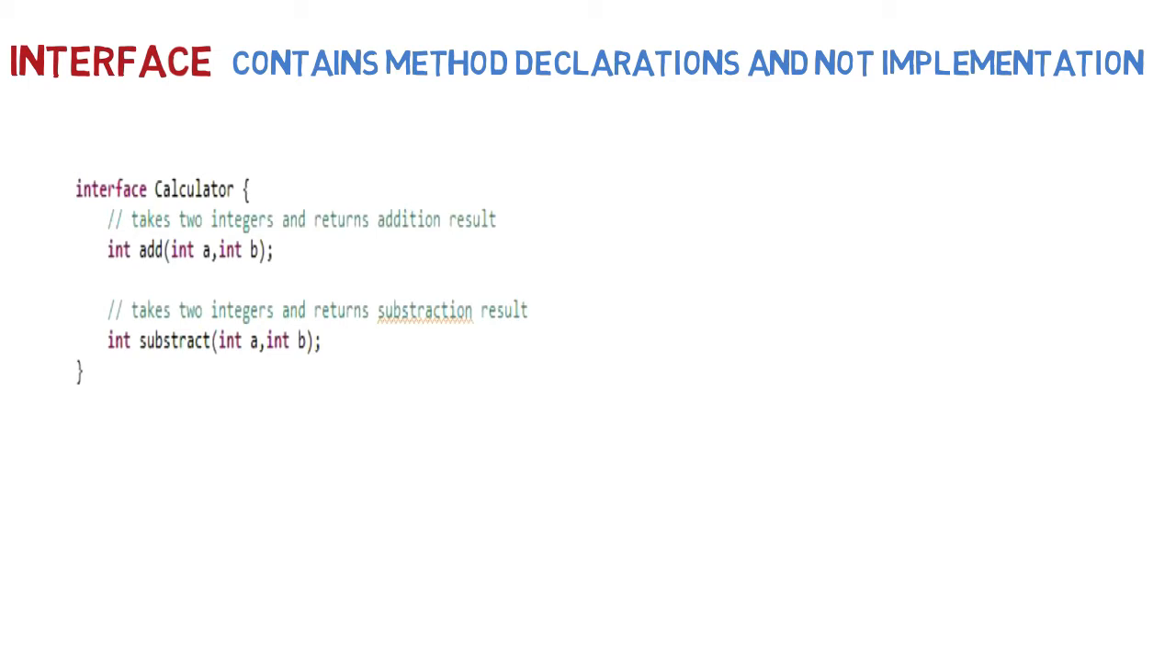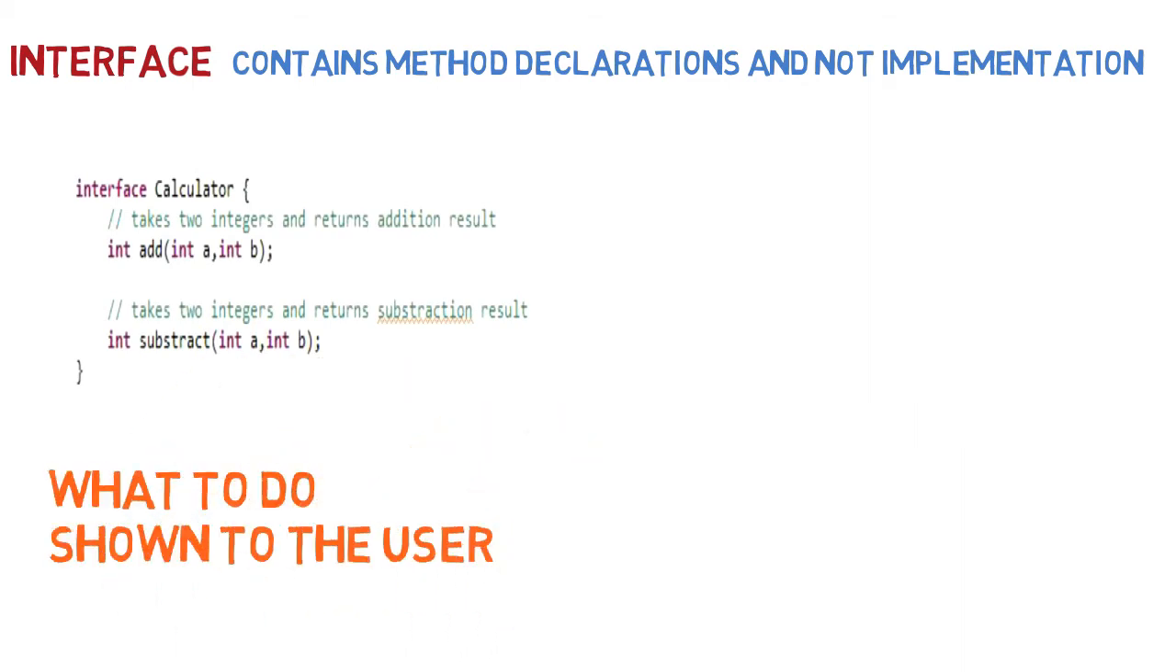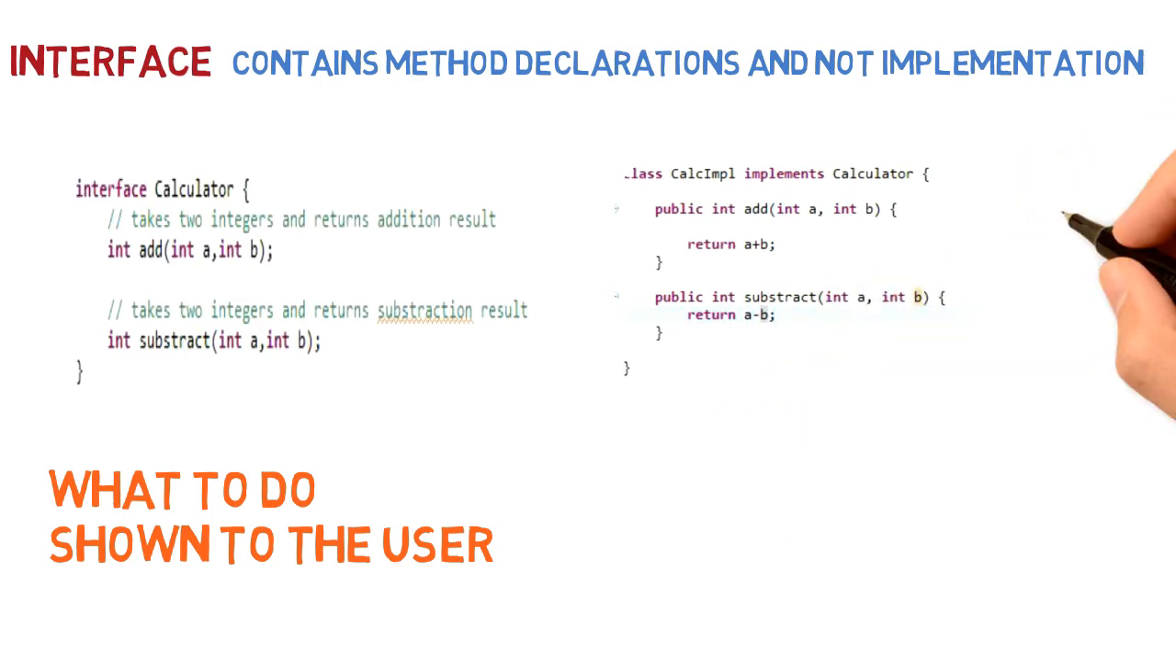The user only knows that this calculator has functionality to add, which takes two input integers or doubles or whatever value it is, and returns the addition. So the user, from the name and the parameters and the return type, knows what this does. How it does it, the user does not know by looking at the interface. So where do we write the actual logic?